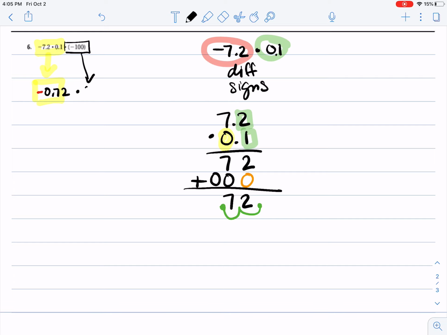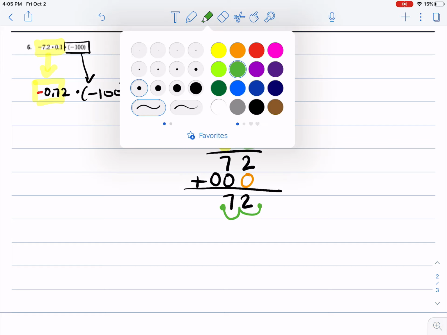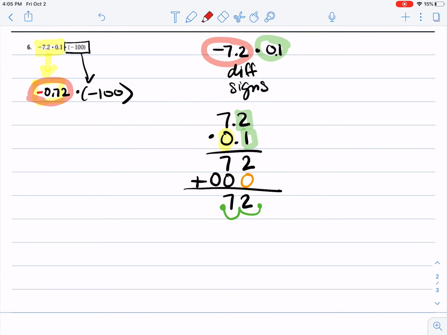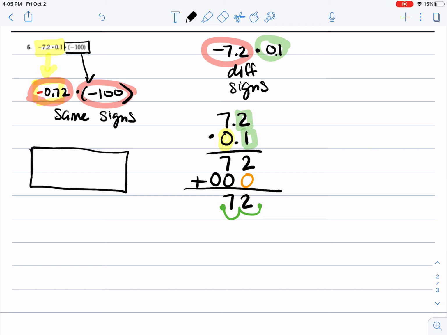I'm going to multiply by negative 100. Okay, so again, I see that I have a negative number here and a negative number here, and with multiplication, when you are multiplying the same signs, we know that whatever answer we end up with is going to be a positive number. So I'm just going to put a plus sign in there to remind myself that this is positive. Okay, so let's do this. Negative 0.72 times negative 100.